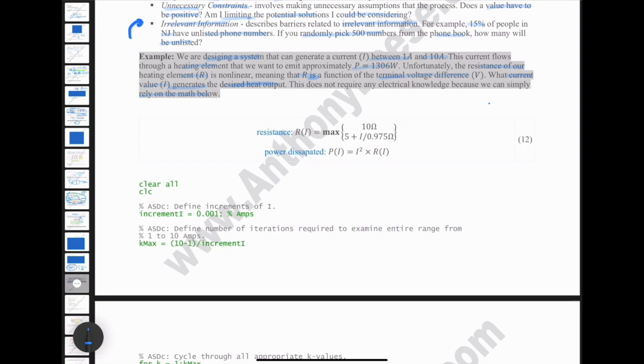We could try some sort of Newton-Raphson based approach to this, but that's a little bit beyond the skills that we've developed in this class. What if we just simply cycled through current values and then stopped when we ended up matching our desired power of 1306? Let's take a look at that.